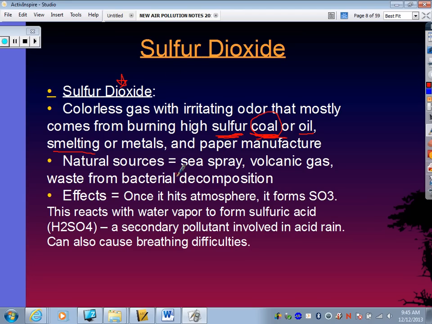We have some natural sources of sulfur dioxide, sea spray, volcanic gas. That's kind of a big one. We talked about that at the beginning of the year. That sulfury stuff, it always smells kind of eggy. It's got that bad smell.